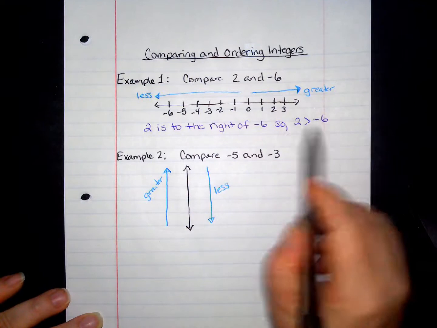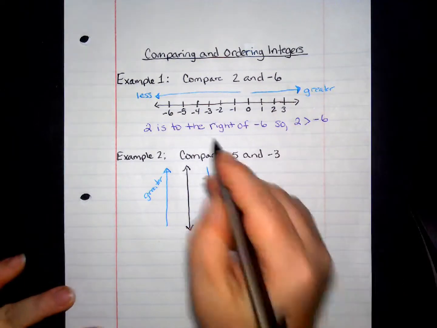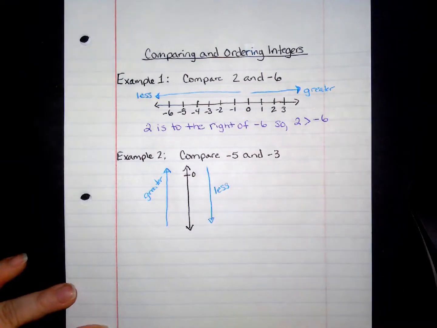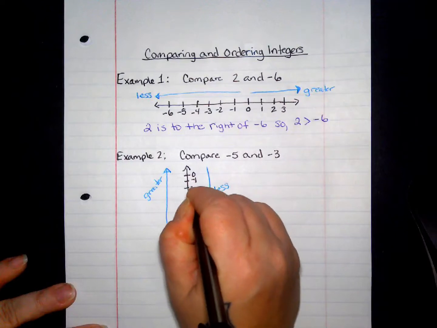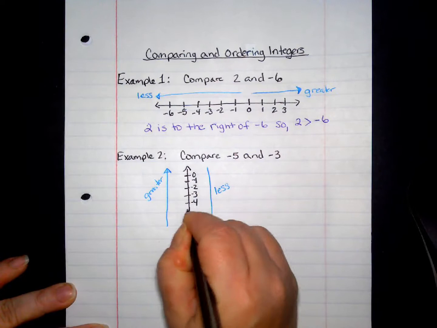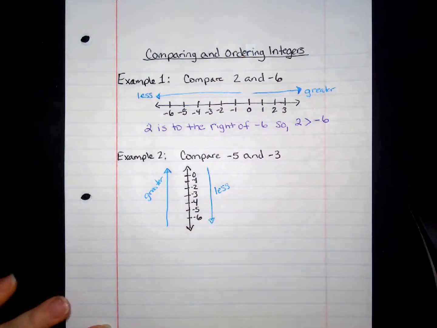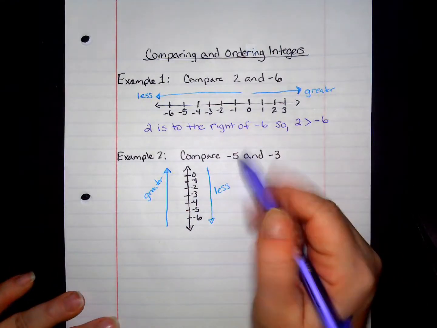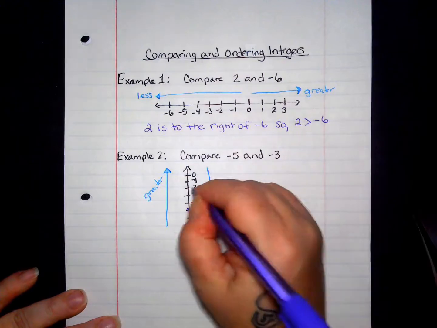And since I don't have anything that is above 0, I'm going to put 0 here. And then I can work down: -1, -2, -3, -4, -5, -6, and I could keep going. Remember, because number lines go on and on and on. Okay, so -5 is all the way down here, and -3 is up here.